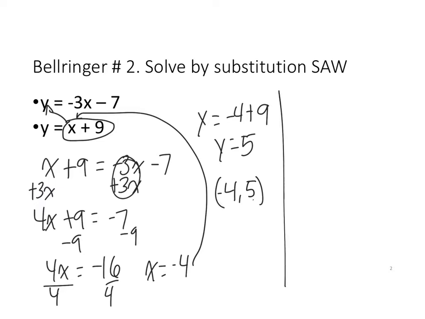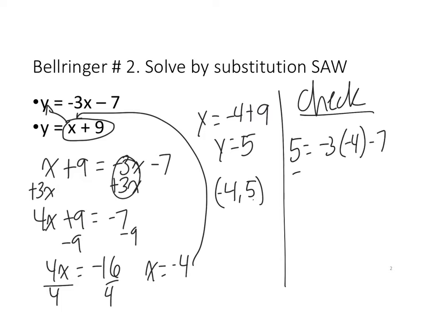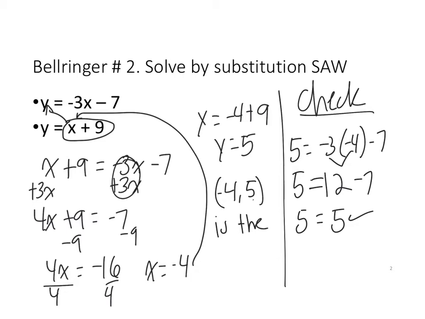I want to check it. I'm going to use the first problem. So 5 equals negative 3 times negative 4 minus 7. Negative 3 times negative 4 gives me positive 12 minus 7. 12 minus 7 gives me 5. It checks out. So negative 4, 5 is the solution.